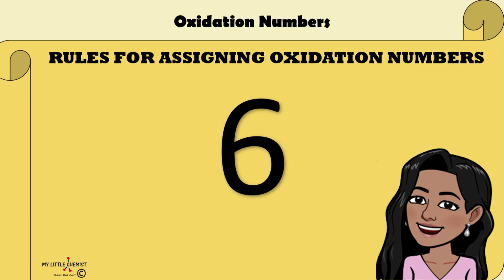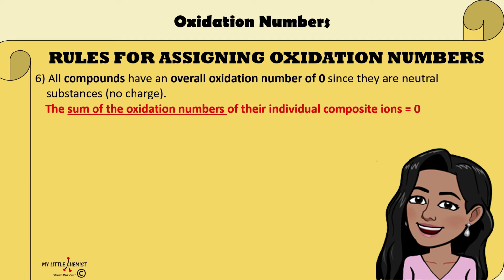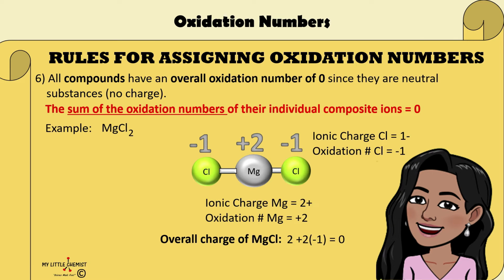Rule number 6. All compounds have an overall oxidation number of 0 since they are neutral substances. That is, they have no charge. The sum of the oxidation numbers of the individual composite ions will therefore be equal to 0.